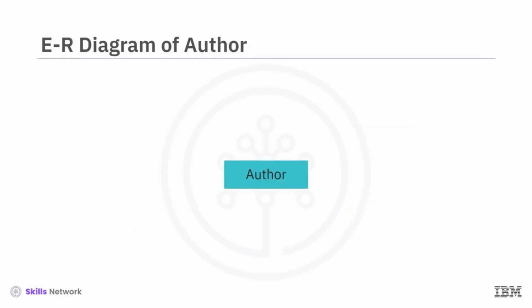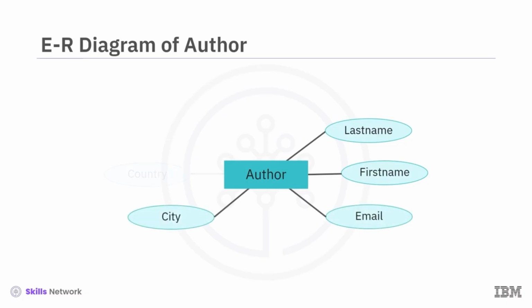Let's now see how the ER diagram appears for the author entity. The entity author has attributes such as last name, first name, email, city, country, and author ID. Let's explore how the entities book and author relate to each other.